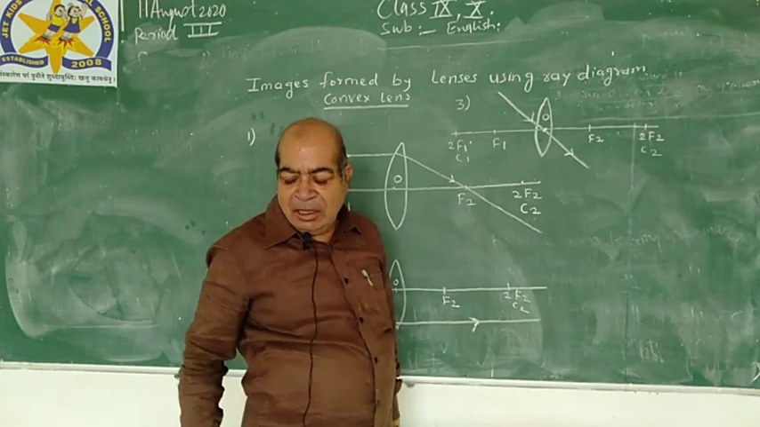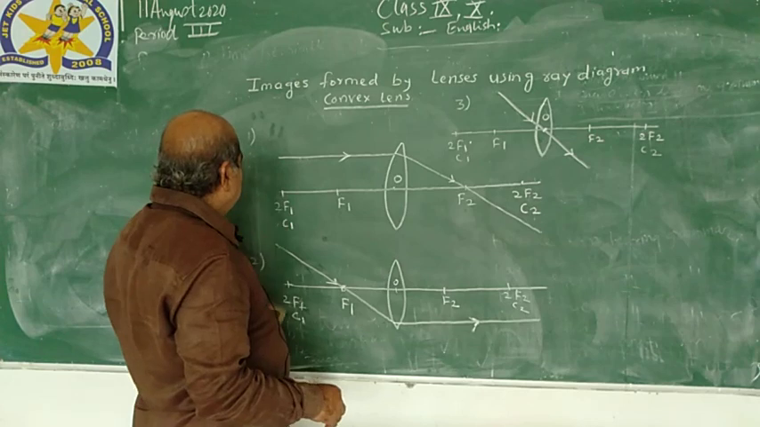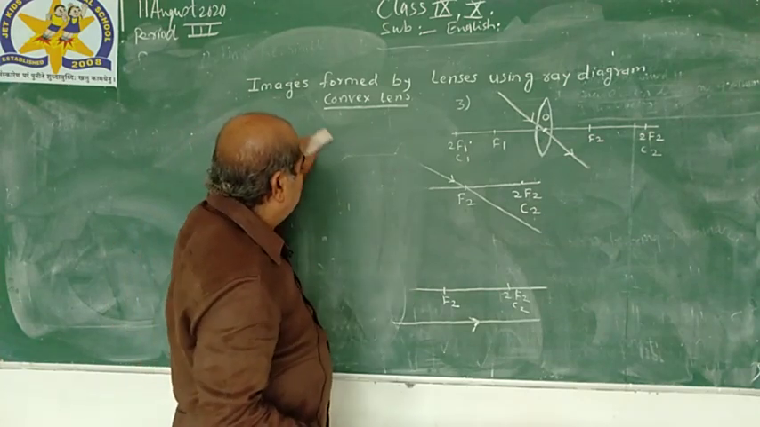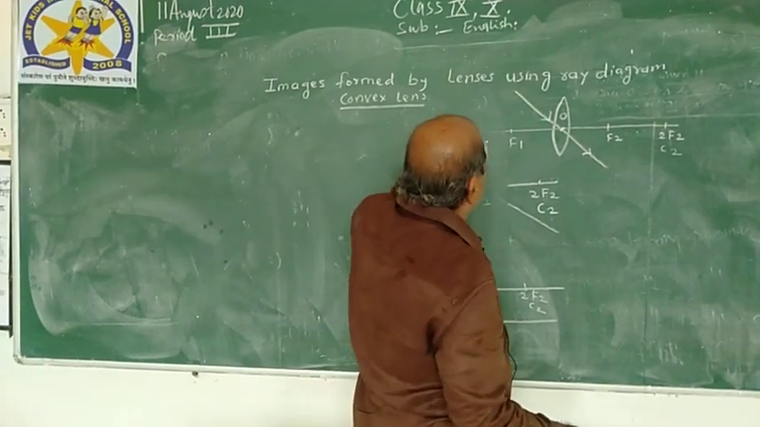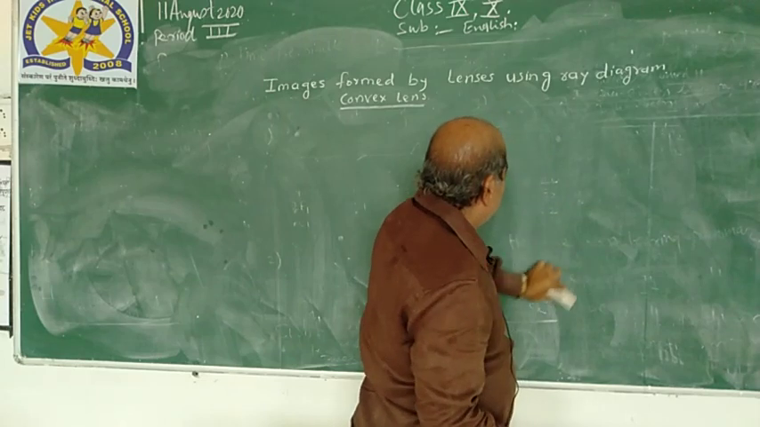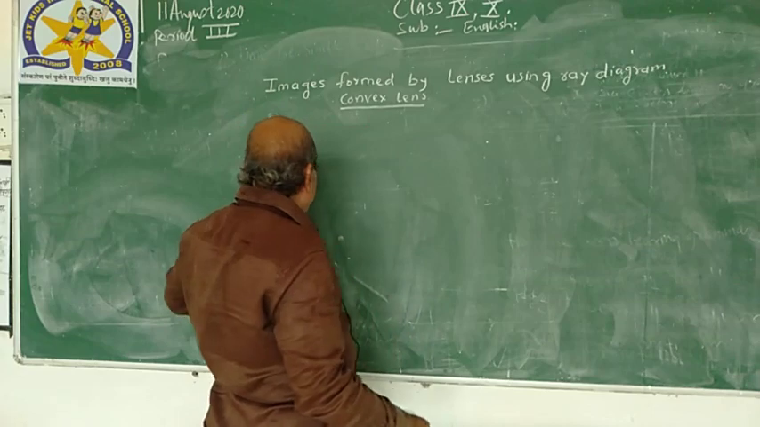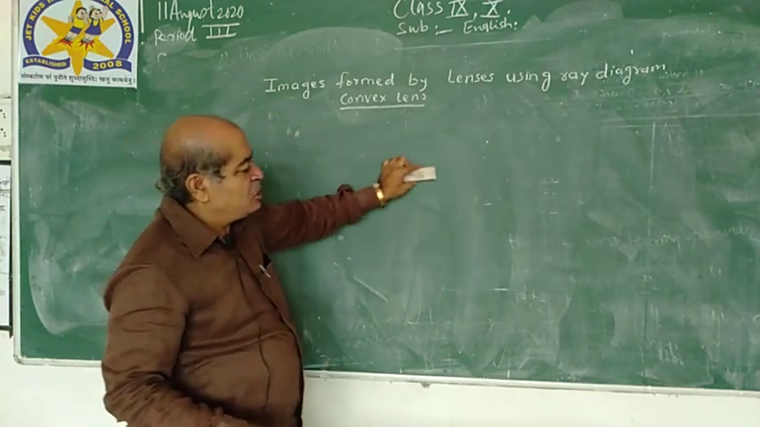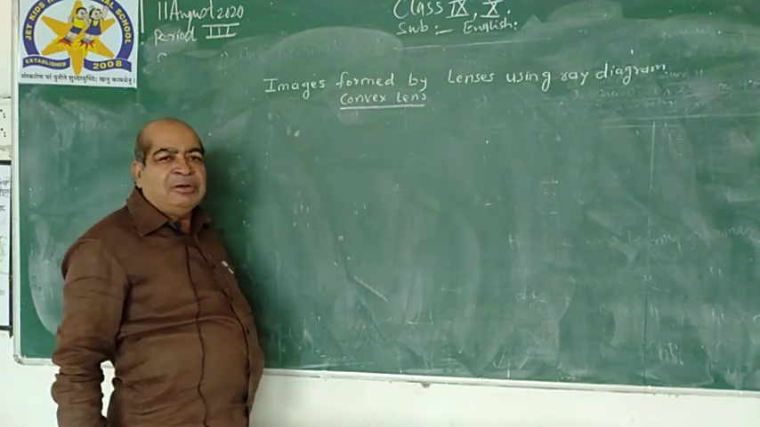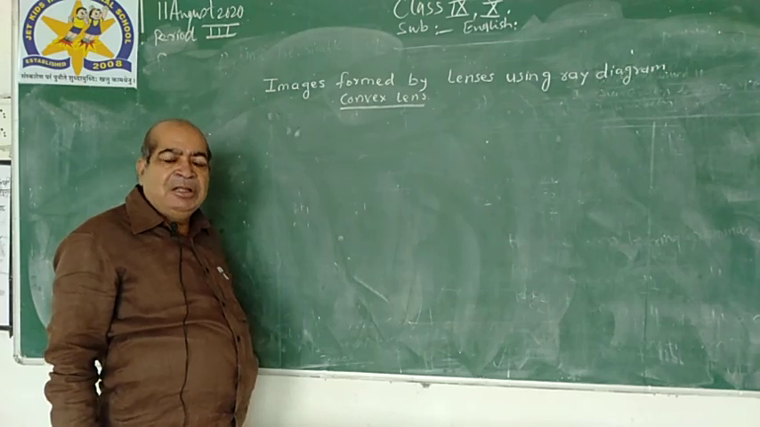So this is then the third rule. So these are then the three rules to draw the ray diagram by using the convex lens. Now, similar to that of the concave mirror, there are different positions of the object. Now the first position of object is infinity.